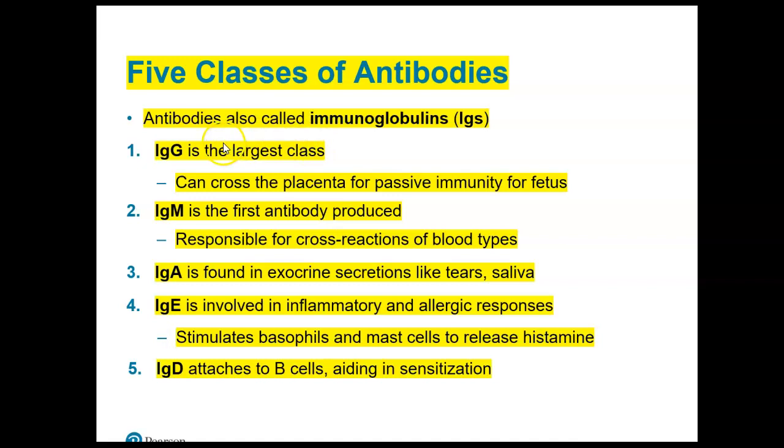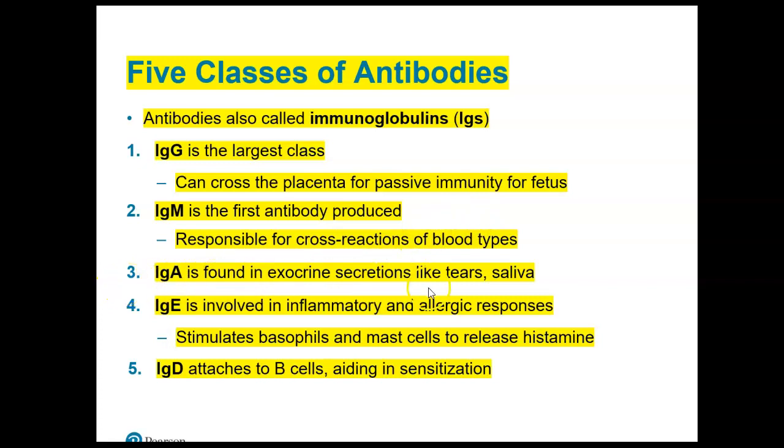And here are the classes of antibodies. There are 5 classes, and they begin with Ig because antibodies are also called immunoglobulins. All right, so make sure you know the 5 classes. IgG is the largest class. It can cross the placenta for passive immunity for the fetus. IgM is the first antibody produced. It is responsible for cross reactions or transfusion reactions in blood types.